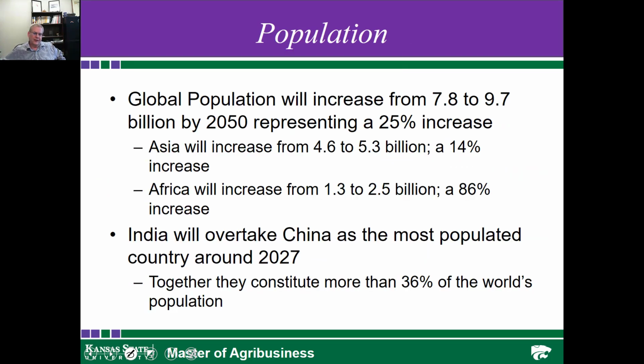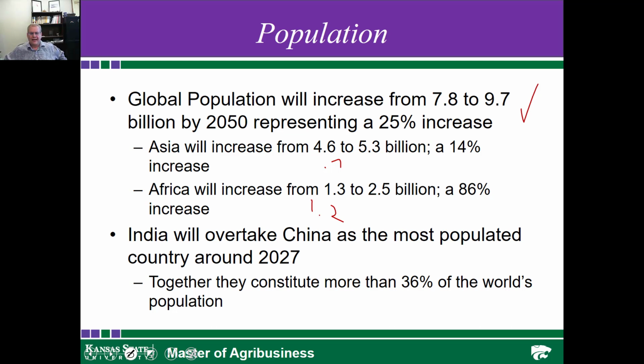Looking at this over the next 30 years, global population will increase from 7.8 to 9.7 billion. Roughly, this is a 25% increase. I like thinking about it this way: if we look at what's going to go on in the world, it's all going to be in Asia and Africa. Of that 1.9 billion increase, Asia is going to increase from 4.6 to 5.3, so that's a 0.7 billion increase. And Africa is going to see a 1.2 billion increase.